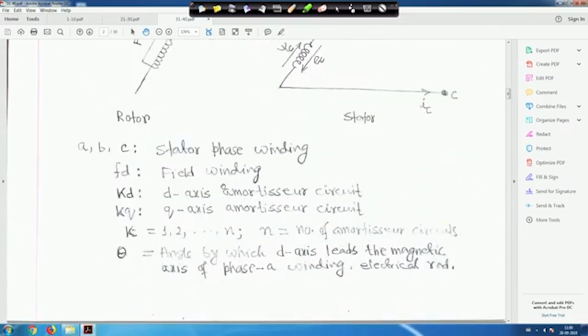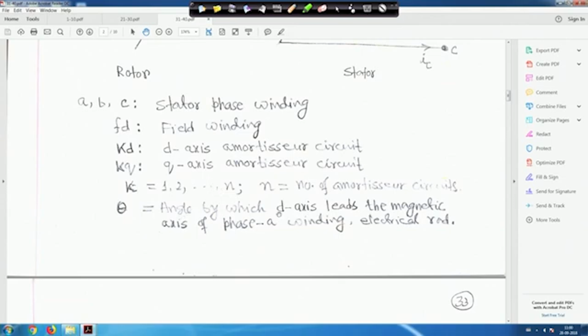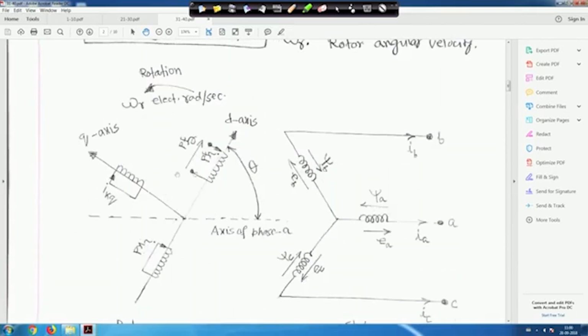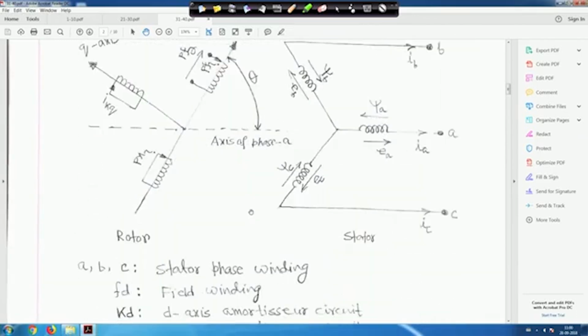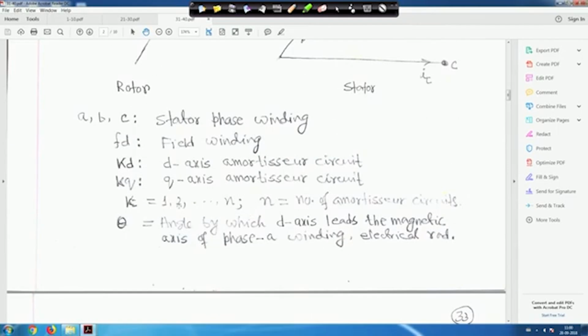So theta is equal to the angle by which the D axis leads the magnetic axis of phase A winding, in electrical radians per second. This I have also told you, right? So this is the nomenclature.